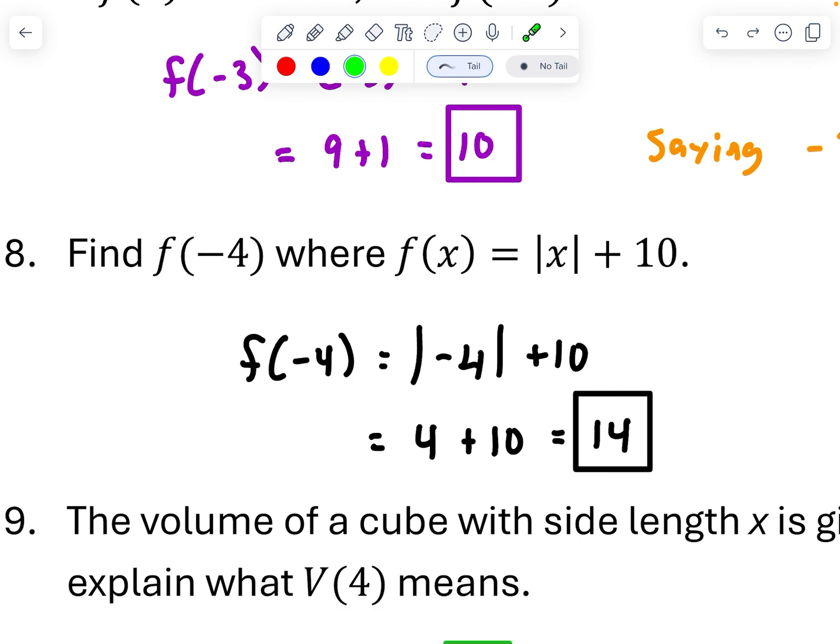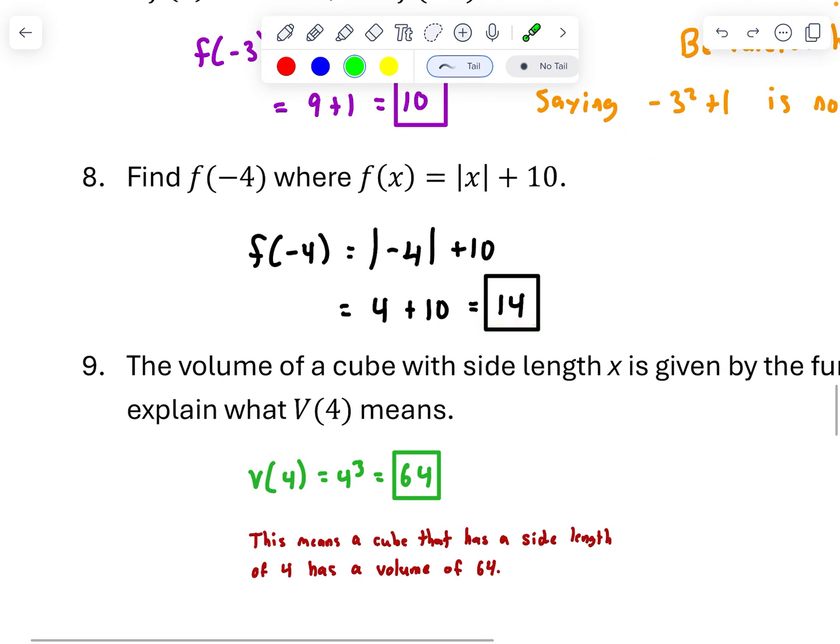On number 8, we have absolute value. Absolute value just means, by definition, how far you are from 0 on a number line, but a distance has to be positive. So if you plug in a negative number for absolute value, it becomes positive, and you should do 4 plus 10 to get 14. So f of -4 equals 14.